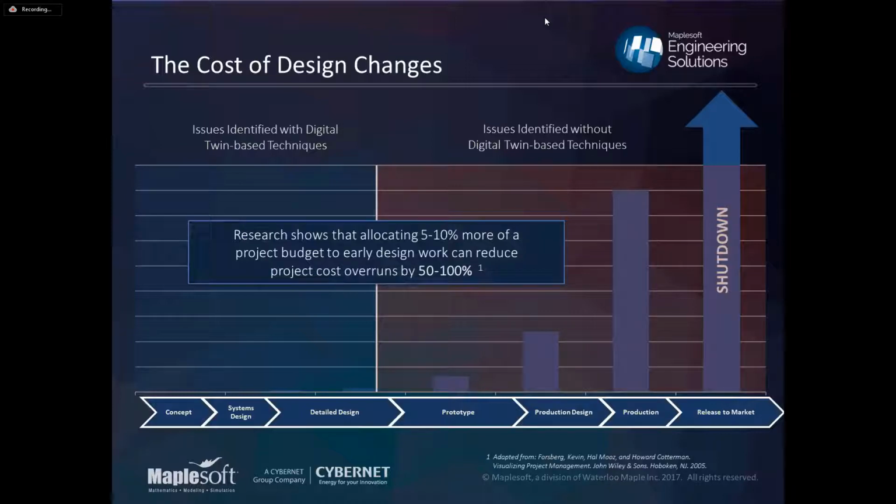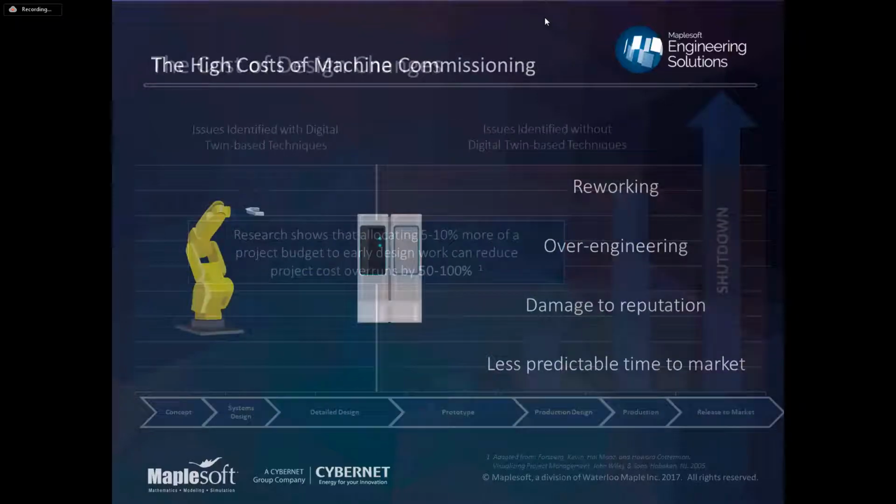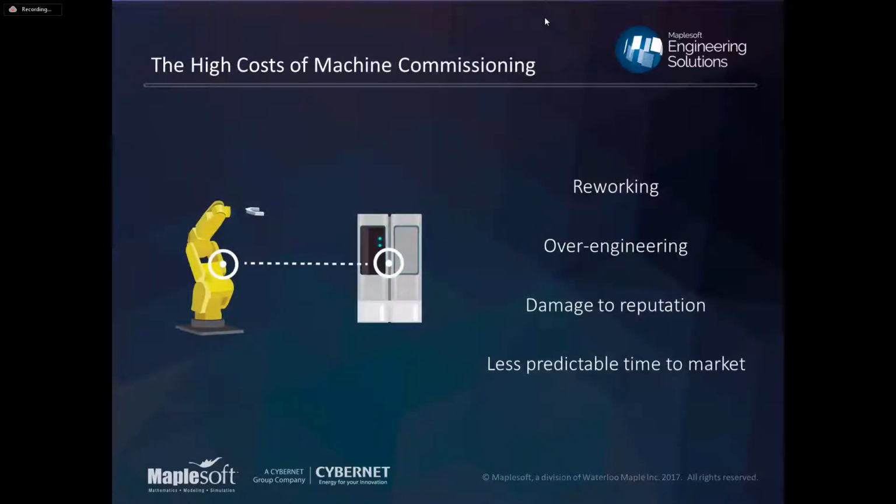So much so that some research has shown that if you just put a little bit more money and resources up front to do some work with concept level design, this can actually reduce cost overruns substantially. For some industries, that even means finding one issue that you would have found later could end up saving you a ton of money. Moving into the cost that can come in with commissioning.